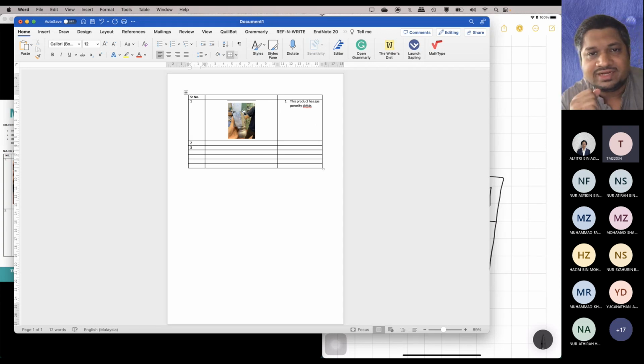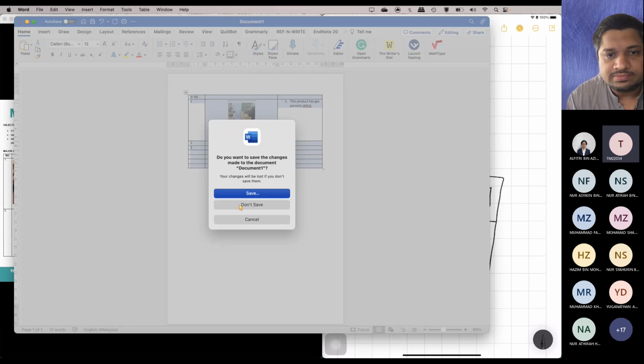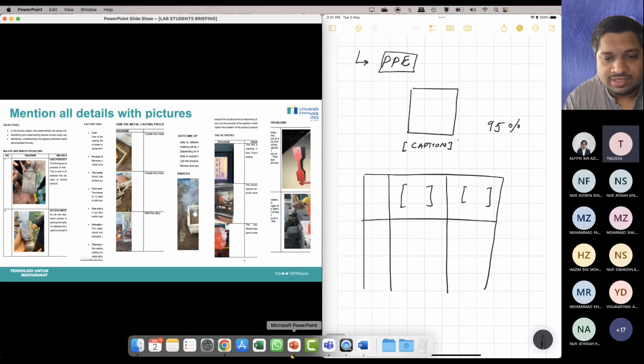You can make a defect table like this. You can make a raw material table like this. Using a table, you can arrange all your data and all your pictures. These are very good reports, and these reports secured 95% plus marks. In this picture, these reports were the best and they secured very good marks.